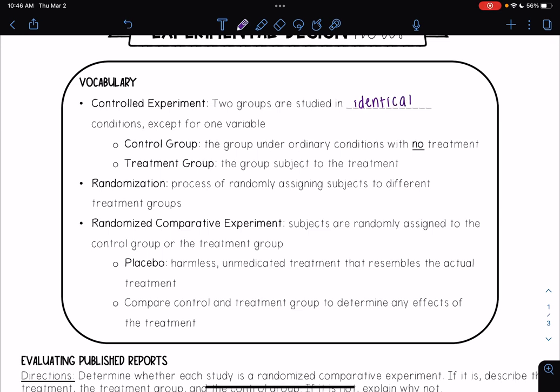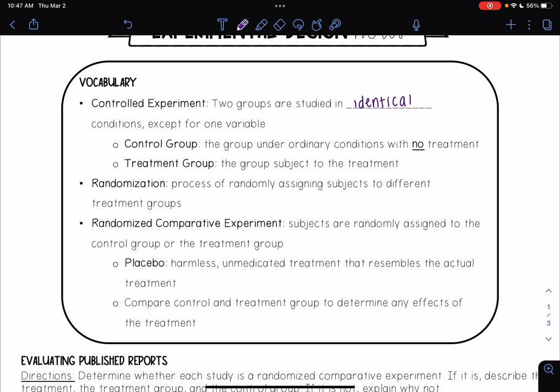And so there's going to be two different groups that we see here. The first one is the control group, and that is the group under ordinary conditions with no treatment. And then there's the treatment group, which is the group subject to the treatment. So for example, maybe we're looking at a controlled experiment of whether a weight loss drug works. We'd have the control group where they do not have the treatment, and then the treatment group would be the one that actually gets the medication. And so the two groups are studied in identical conditions, but there's only that one variable being that one group gets the medication and the other group does not.